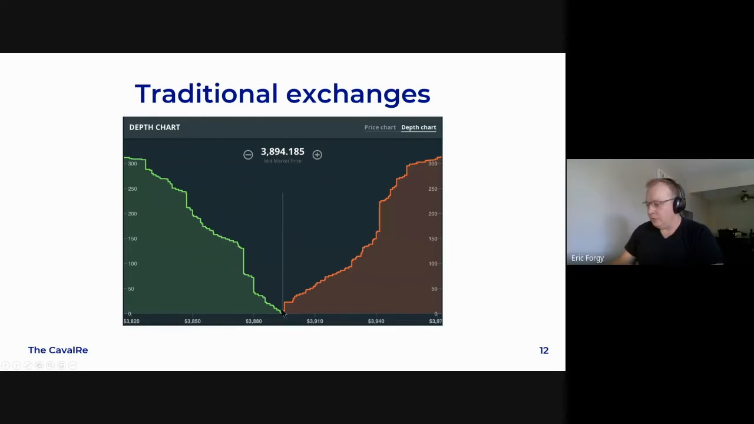So this is called a depth chart. What we're looking at here is the x-axis is the prices of, say, a stock. It doesn't matter what it is.